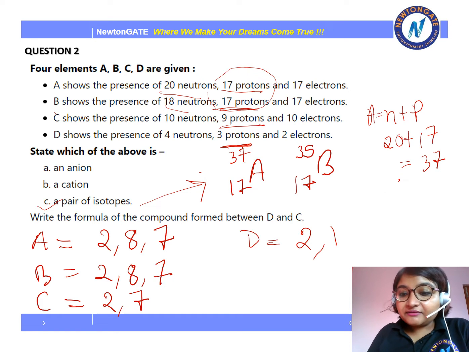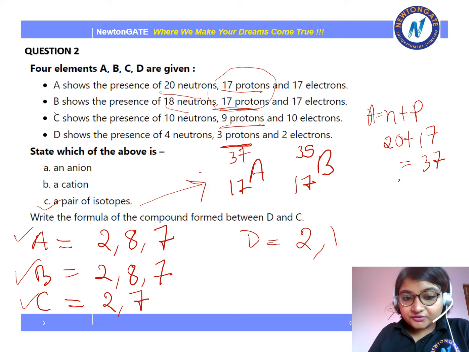And which one will be an anion? To form an anion, they should gain electrons. If they gain electrons, then it will give a minus charge. So see, A can gain electrons, B can also gain electrons to form an anion. C can also gain electrons to form an anion.